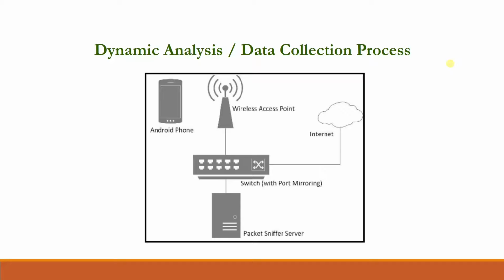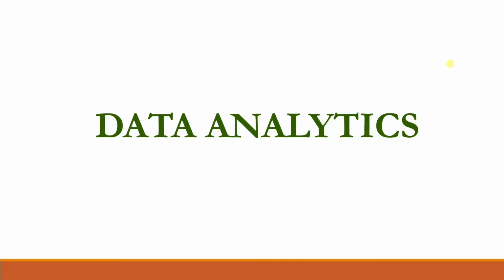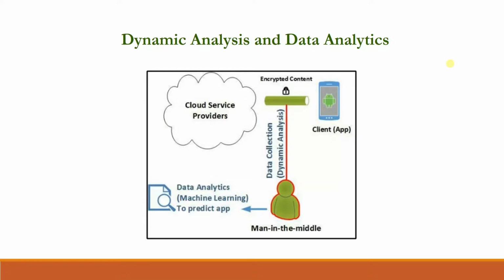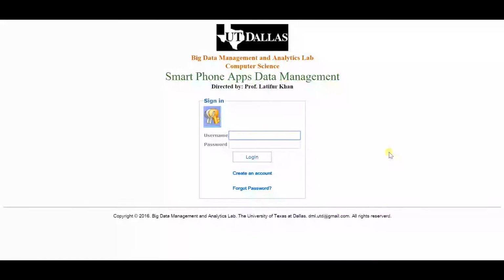The second part is data analytics. This involves using the traces collected in dynamic analysis and performing feature extraction to train a classifier that predicts an app. Once the classifier is fully trained, we can feed it an app's network traffic and it should accurately identify the app. Alright, so when you first access the website, a login screen will appear.